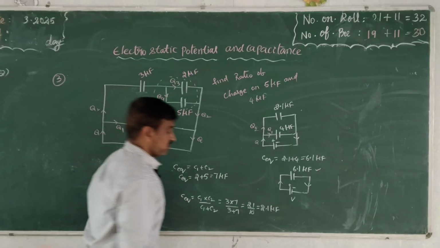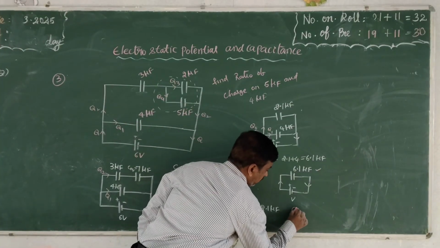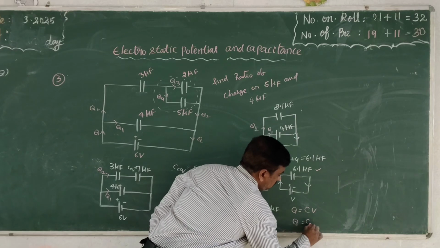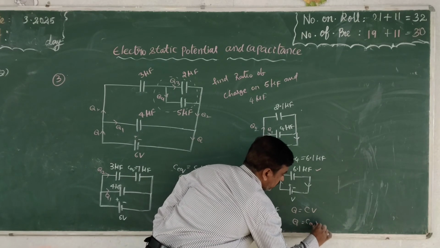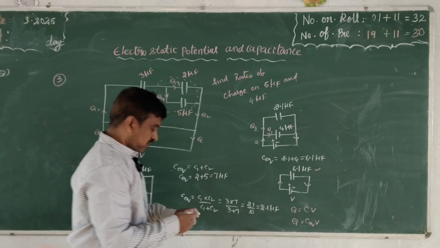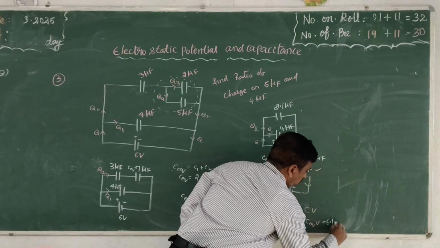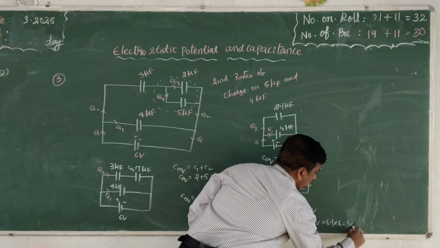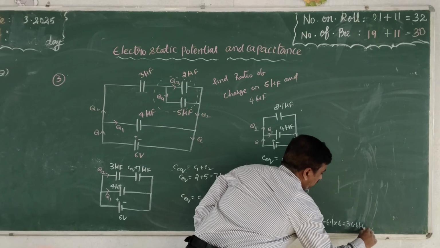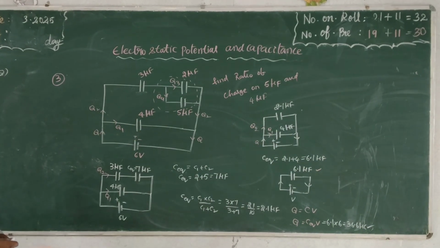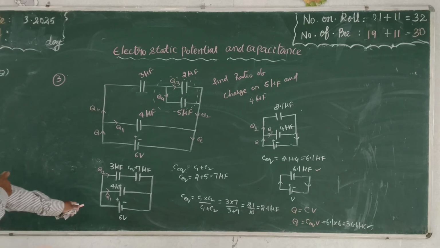What is the charge? We find out first the charge. Charge formula is Q equal to CV. Here we can use C equivalence into potential. What is C equivalence? 6.1. I write here 6.1 into potential 6, means 36.6 microcoulombs. What is the charge on this one? 36.6 microcoulombs.